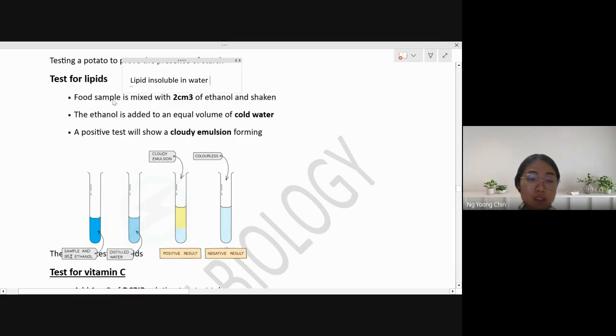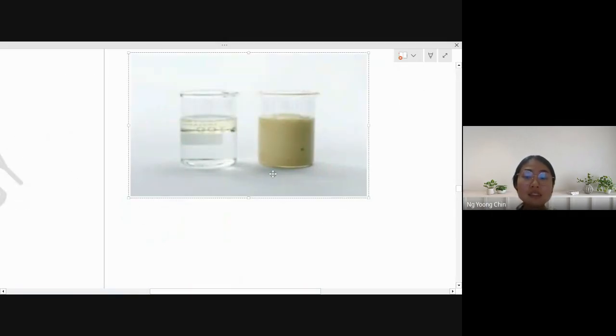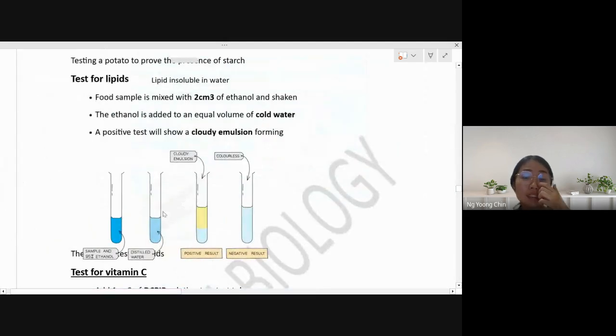Initially you mix the food sample into ethanol and shake it, and then you add this ethanol into cold water. You should know that water is not able to dissolve lipid, right? So it will show the cloudy emulsion like this. This is called a cloudy emulsion. This is because water is unable to dissolve lipid, so it will form this emulsion. So we call this the emulsion test.